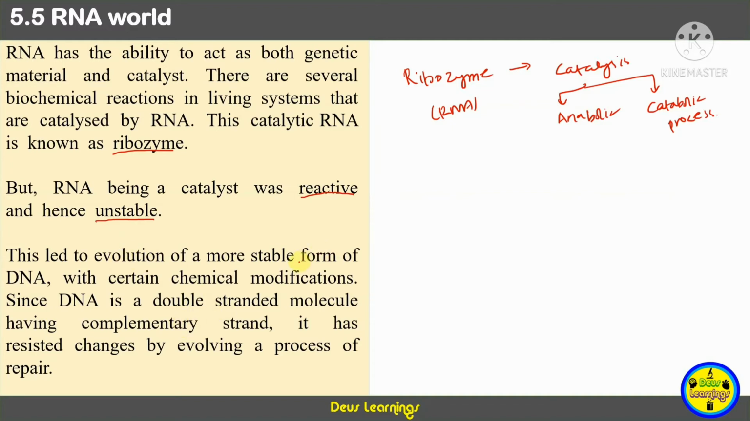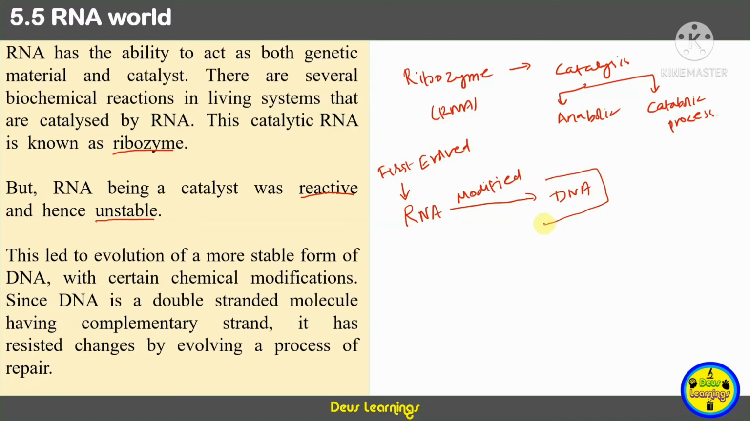Since they are reactive, they are unstable, so nature needs a genetic material which can be more stable than RNA, right? Therefore, RNA was a little bit modified, and from RNA, DNA was born. RNA was modified to create the DNA. First evolved was RNA, and then RNA was modified to make the DNA, right?